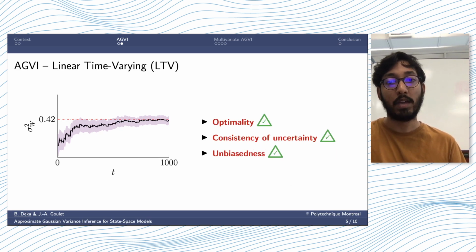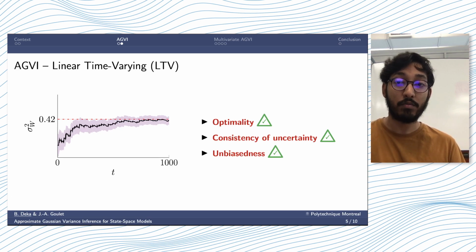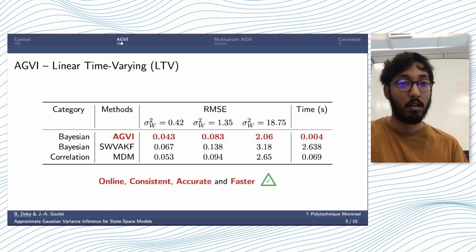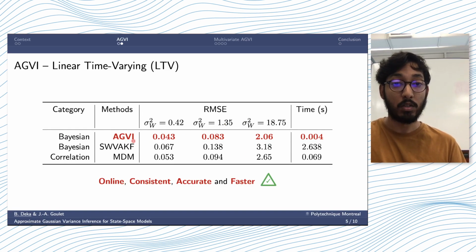So basically, we have conducted all the optimality tests. We have checked that our uncertainty bounds are consistent, and in our paper, we have shown that our error variance parameters are unbiased, which we have shown by conducting t-tests. We have also compared AGVI with two other competing methods. One is a Bayesian online method, SWVAKF, which is the sliding window variational adaptive Kalman filter, as well as a correlation based approach, which is the measurement difference method. And we have compared using the metric root mean square error.